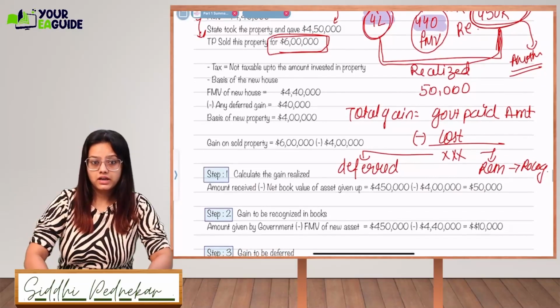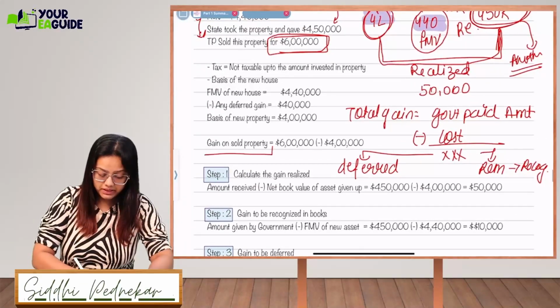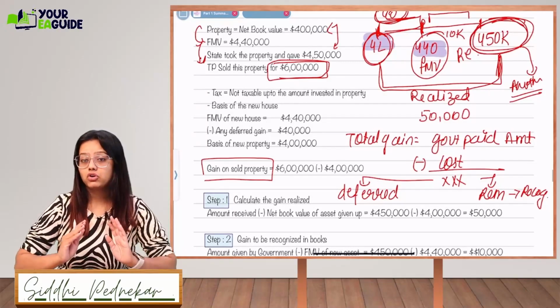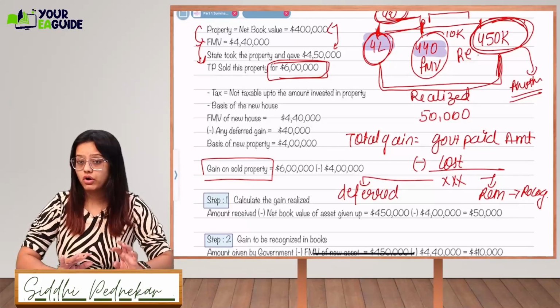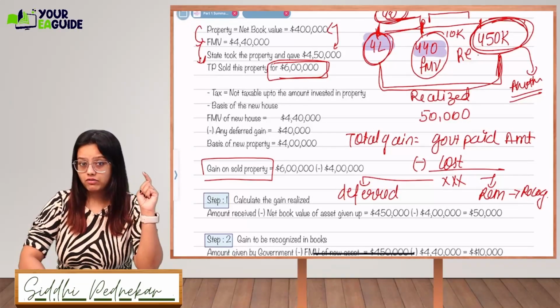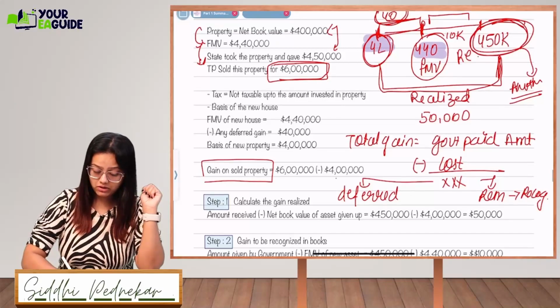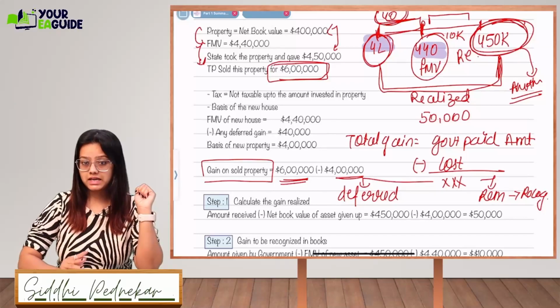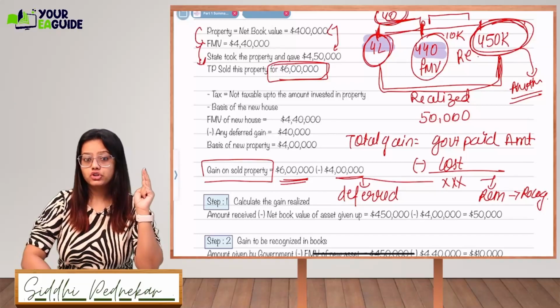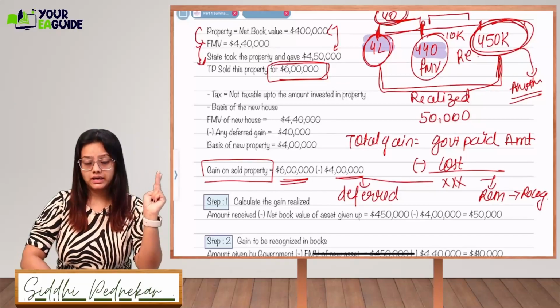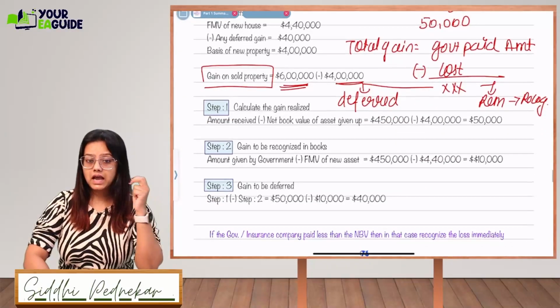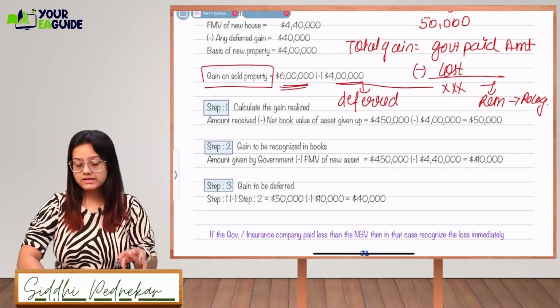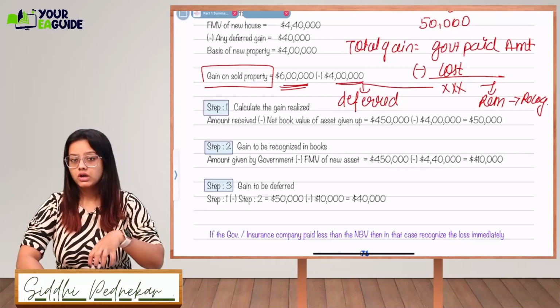Let's understand it. Gain on sale of property: what was the value of my property? My original value was 4 lakh, my initial cost. So that will be my cost basis. 6 lakh is the amount which I received from selling the property. So 2 lakh is my total gain. But let's see how much you are going to recognize, how much you are going to defer, and how much you are going to realize as gain.